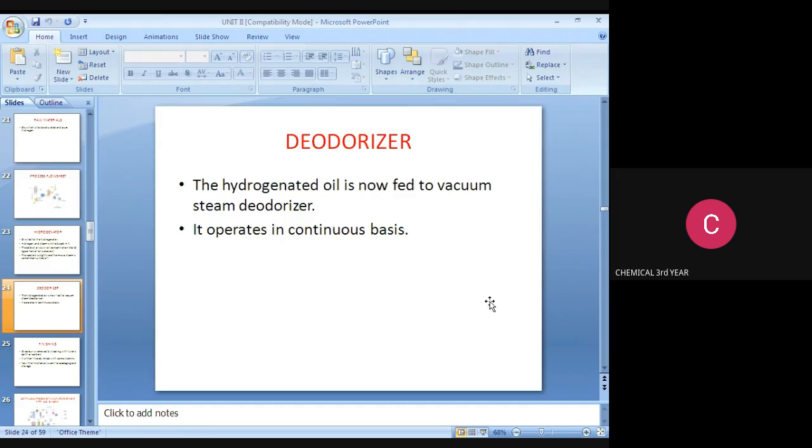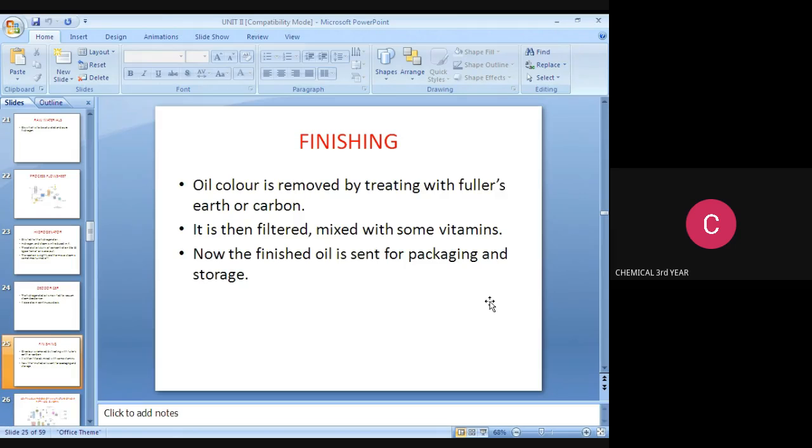Deodorizer. What is the purpose of the deodorizer? The hydrogenated oil is now fed to the vacuum steam deodorizer. It operates on a continuous basis. We are removing the unwanted smell-producing components. So next, the finishing process.